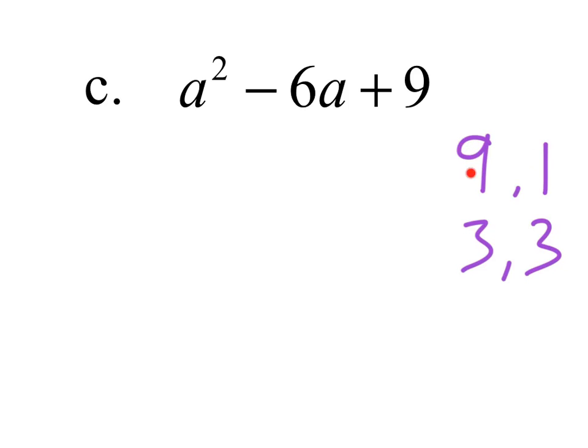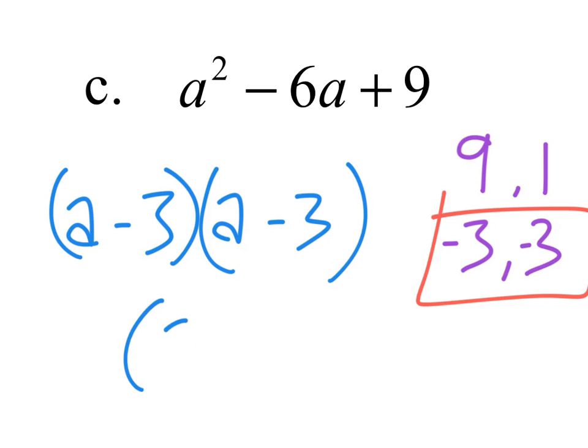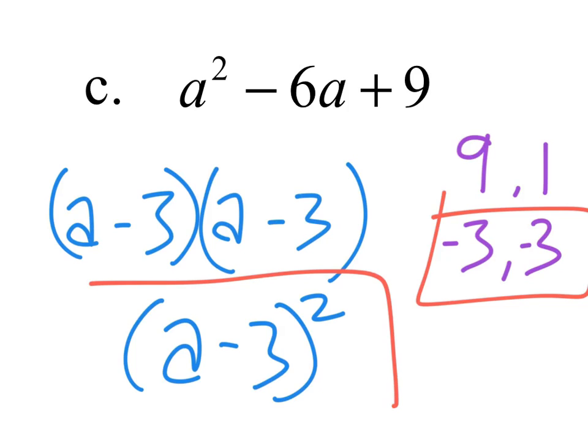And do either of these combinations add to negative 6a? Well, if we have negative 3 and negative 3, negative 3 plus negative 3 gives us negative 6. That's the combination that we're going to want to work with. So we're going to write this as we always do. I know that it's a times a in the first set of parentheses, and we have minus 3 minus 3. And we could actually simplify that further to a minus 3 squared. So this, ladies and gentlemen, is our answer. This is it factored.